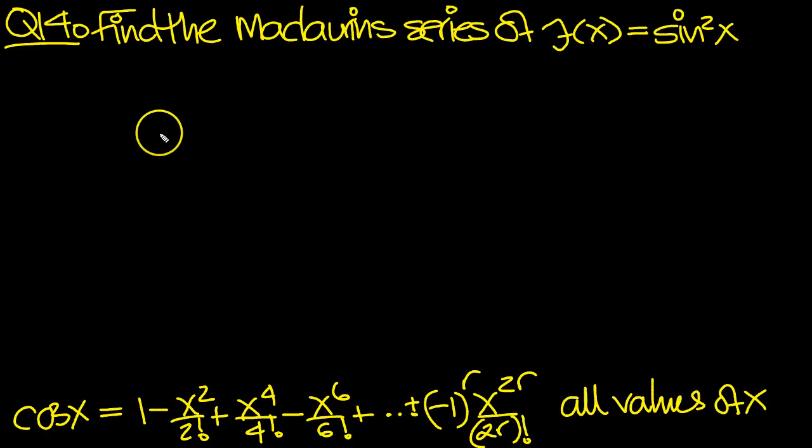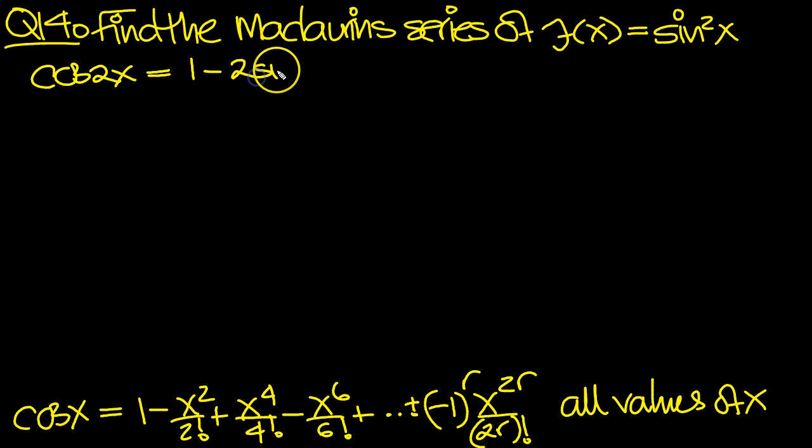Find the Maclaurin series of f(x) equals sine squared x. So we'll need the double angle formula again, won't we? But this time we'll need cos 2x, and that was cos squared minus sine squared, which we can write as 1 minus 2 sine squared x, can't we? Just rearrange this now. So that tells us that sine squared x, keep the 2 there in our mind's eye and move that over there, and it'll be 1 minus cos 2x.